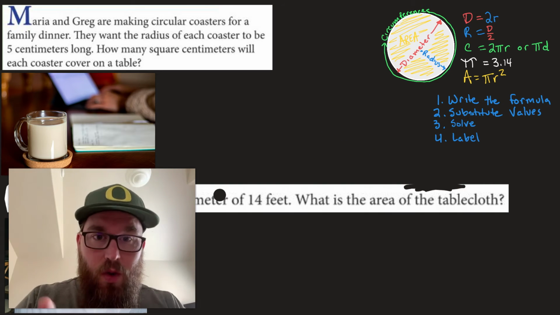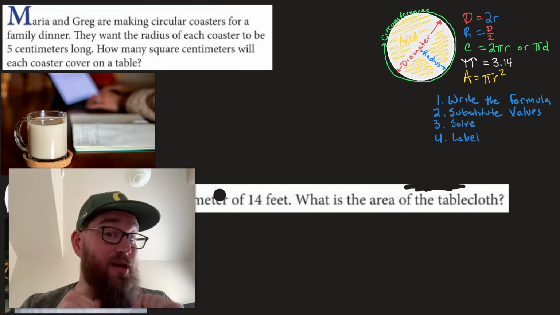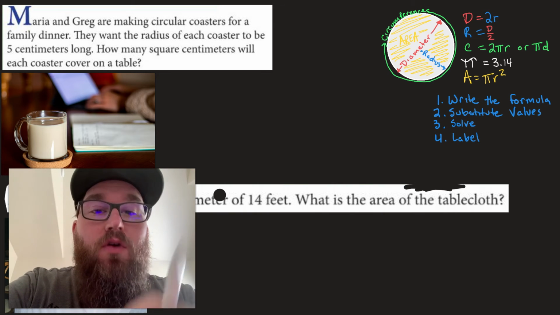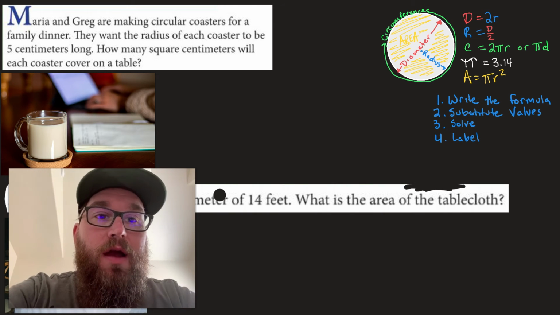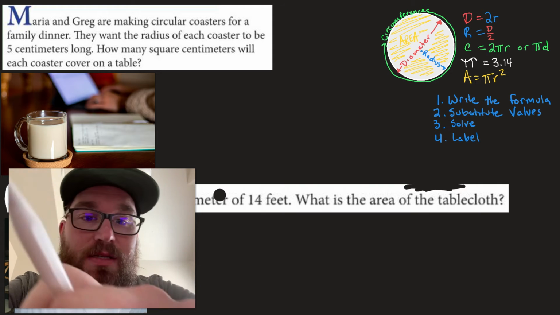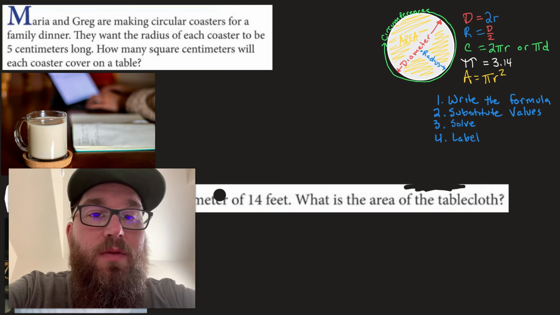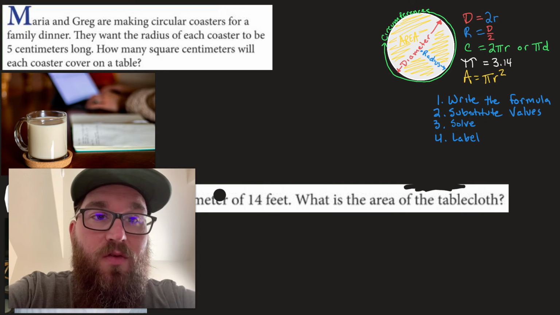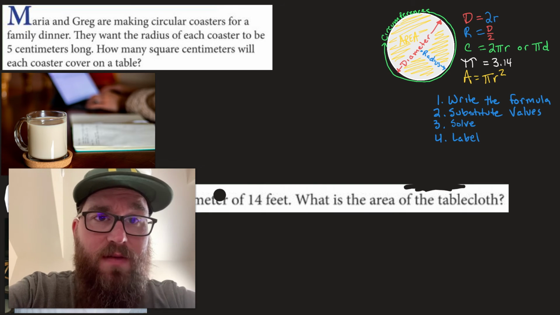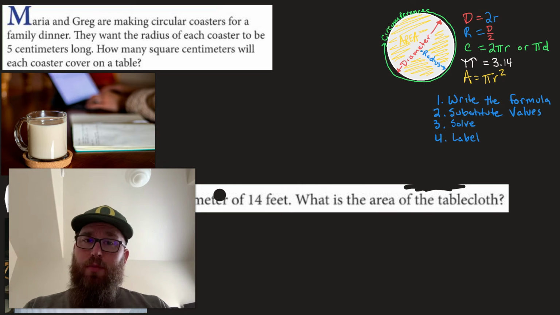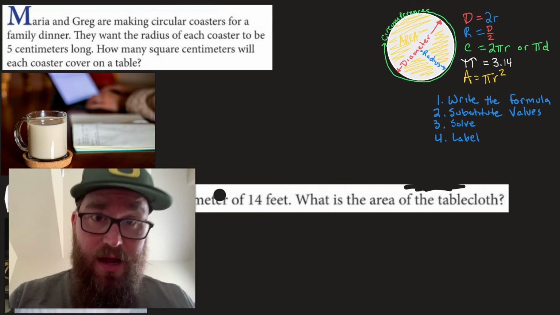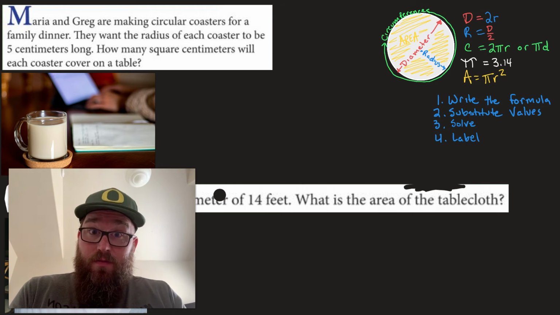All right, 2 word problems, and then we're going to talk about that pizza problem. So up at the top here, we have Maria and Greg are making circular coasters. You can kind of see that right up above there. They want the radius of each coaster to be 5 centimeters long. So how many square centimeters will each coaster cover on a table? It's a word problem. I want to give you a shot right now. Just try and solve it. What do you think the answer is?